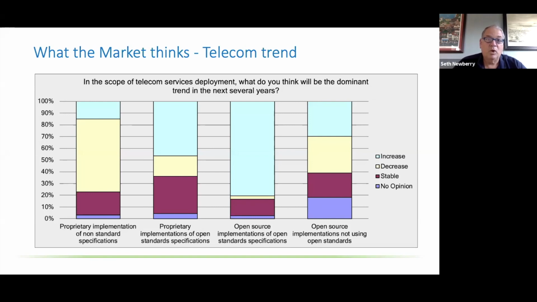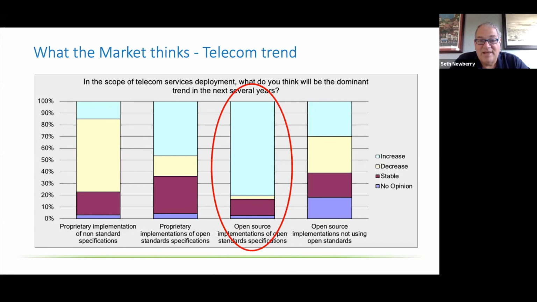And we asked them, in the scope of telecom services deployment, what do you think will be the dominant trend in the next several years? This was 2016 when we did this. Our question was: proprietary implementation of non-standard specifications, proprietary implementations of open standard specifications, open source implementation of open standard specifications, and open source implementations not using open standards at all. And you can see here in the blue line on the top, that was the dominant trend.